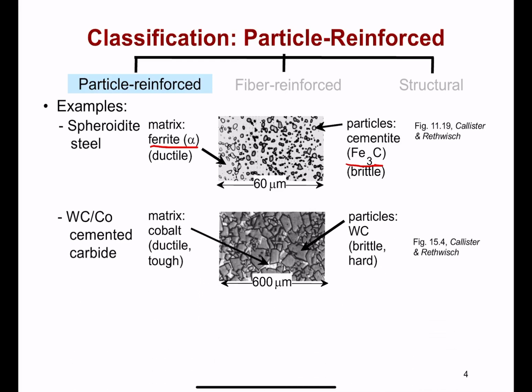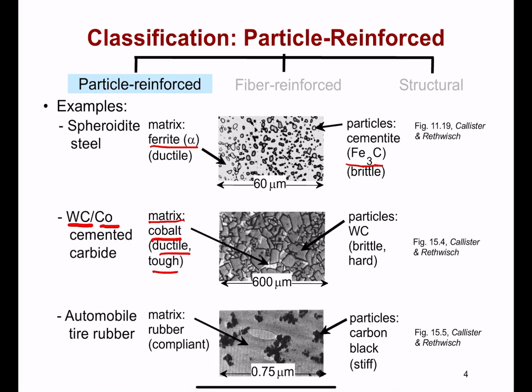Another example would be tungsten carbide and cobalt. And so here, in this case, the matrix is the cobalt material. It's very ductile and therefore tough. It gives us a lot of area under the stress strain curve. And the particles in this case would be tungsten carbide ceramic that would be brittle and hard, and again act to prevent plastic deformation by way of motion along shear planes in the metal matrix.